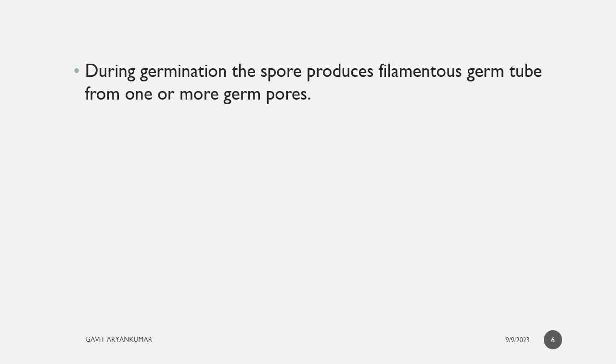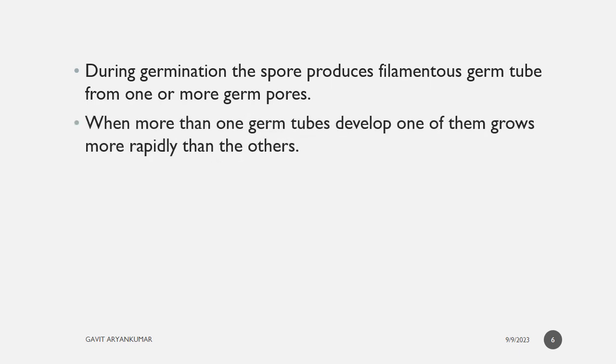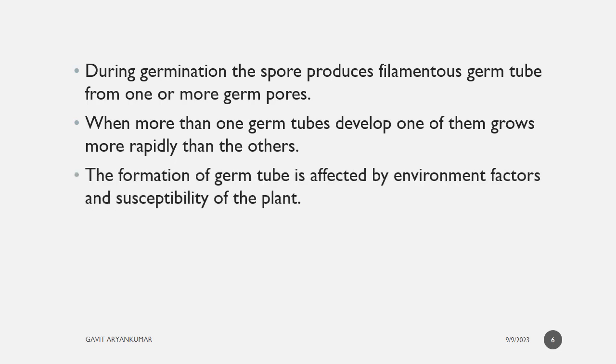During germination, the spore produces a filamentous germ tube from one or more germ pores. When more than one germ tube develops, one of them grows more rapidly than the others. The formation of the germ tube is affected by environmental factors and susceptibility of the plant.